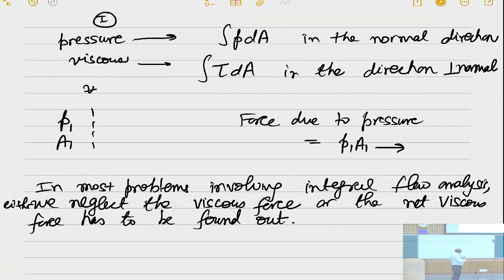So, in most of the integral flow analysis problems, you do not have to bother about the viscous force. You will either integrate it all together, club it and call it some force. It may be the drag force, it may be the lift force. You will try to find that, or you will just neglect it.